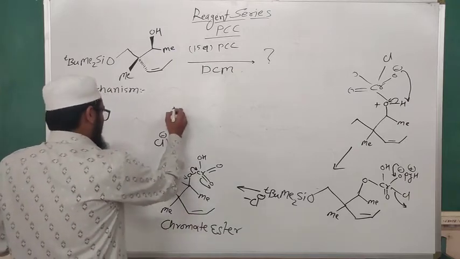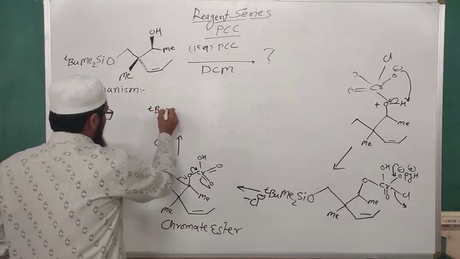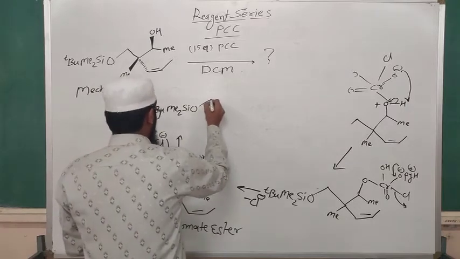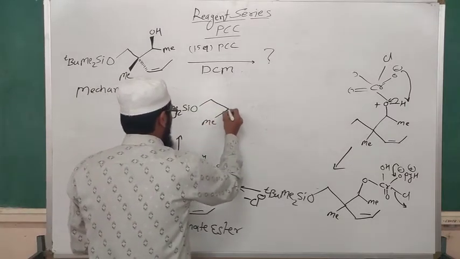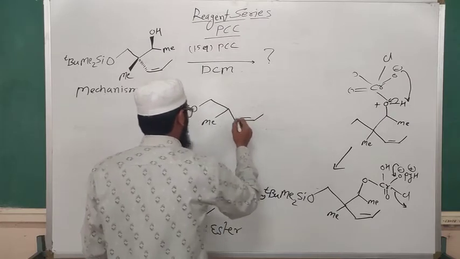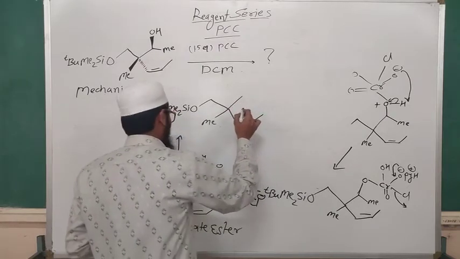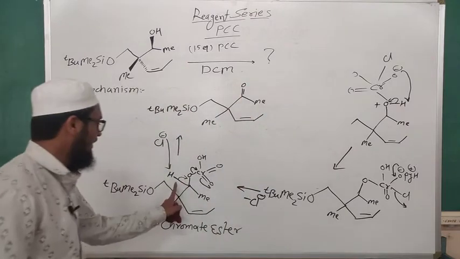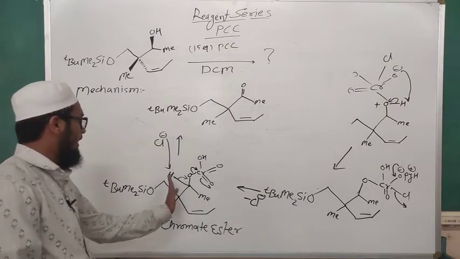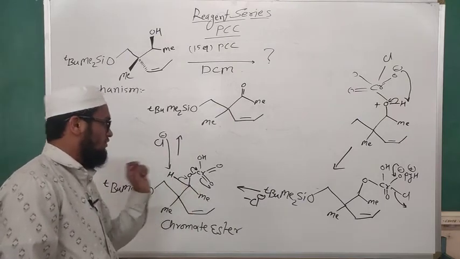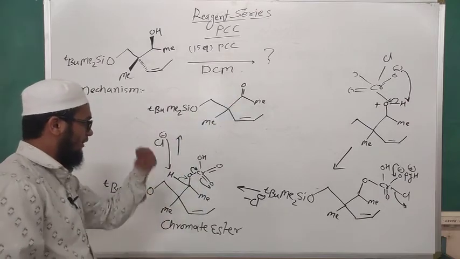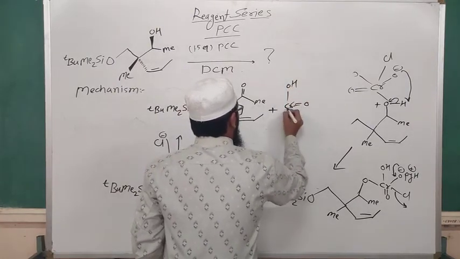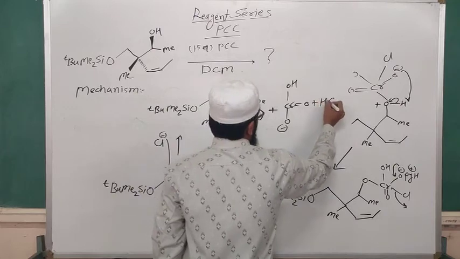So look here, let me write the structure again: tertiary butyl dimethyl selenium oxide CH2, and then methyl group here, then alkene here, and then I have methyl here, methyl and double bond O. As you can see, this carbon-hydrogen bond electron gets converted into a carbon-oxygen double bond, and the remaining structure will be as it is. What I have as a byproduct is chromium double bond O negative and this HCl.